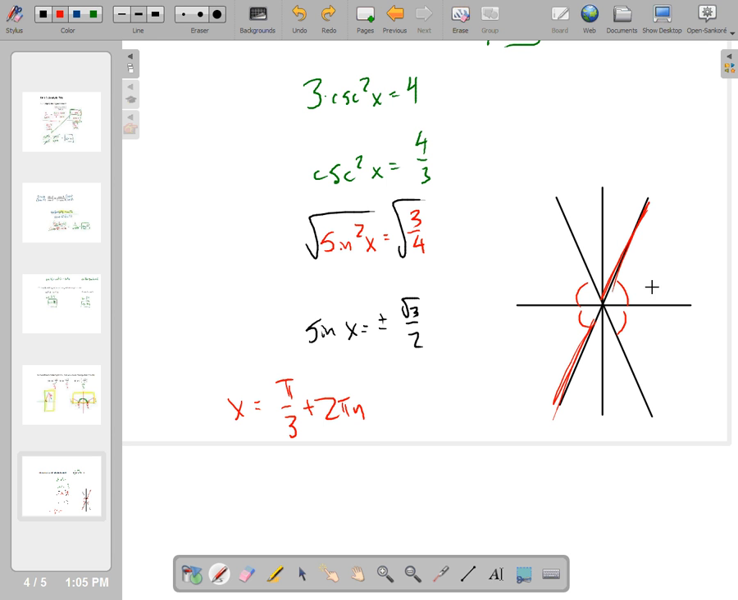I've got those. Now I need to say the other one would be 2 pi over 3. So 2 pi over 3 plus also, not 2 pi n, just pi n. Let's fix that. Pi over 3 plus pi n, and then 2 pi over 3 plus pi n. That way I don't have to say all 4, I can just say each one of these. And those are all of my answers.